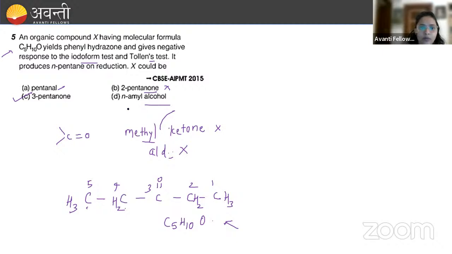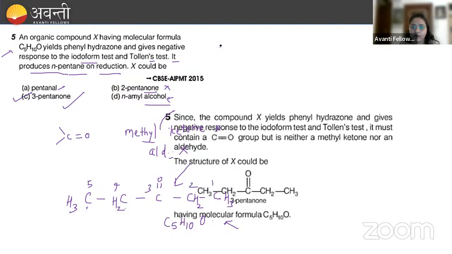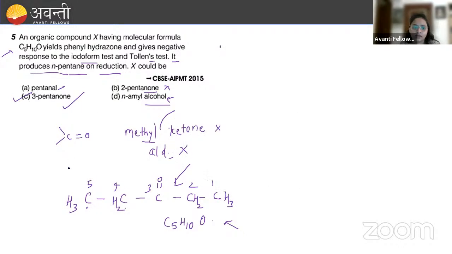ठीक है. नेक्स्ट उन्होंने हमको एक दिया है, देखो, it produces n-pentane on reduction. अभी इसका मैंने अगर क्लेमेंसेन रिडक्शन किया या फिर वुल्फ-किश्नर रिडक्शन किया तो इससे मुझे क्या मिलेगा, एन पेंटेन मिलेगा. ये अल्कोहल से हमको एन पेंटेन मिलेगा क्या, नहीं मिलेगा ना. इसीलिए मैंने यहाँ पे थर्ड ऑप्शन करेक्ट हो रहा है. ओके, any doubt? Should I move further? तो मैंने आंसर पे लिखा हुआ है. Any doubt to anyone?